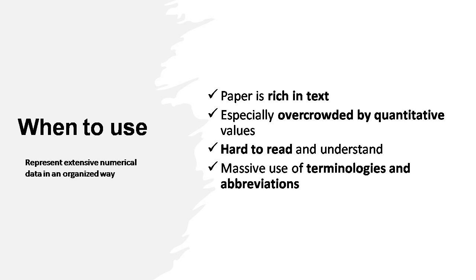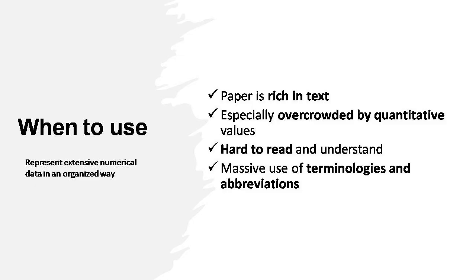Similarly, if there is a number of texts or massive values, massive measurements, then it will be hard to read. So if this is hard to read, then we need a table to replace the text or quantities. And if there is massive use of terminologies and abbreviations which will not be understandable by the reader for the first time, then we must explain all these things in a table so the reader may easily understand it.